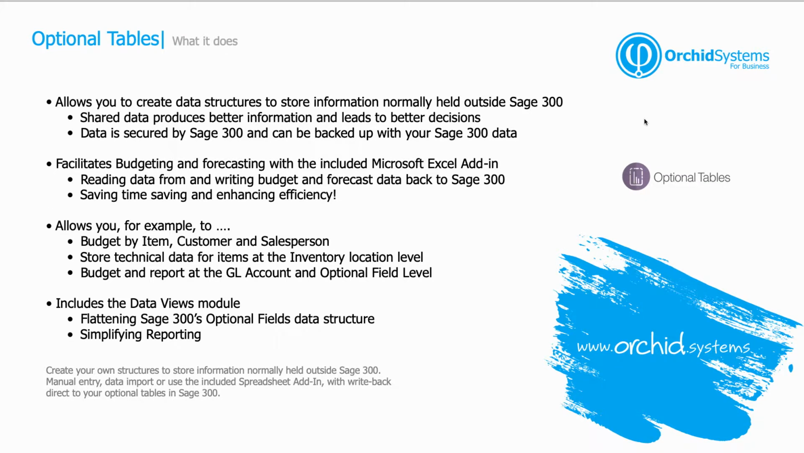Optional tables allows you to create data structures to store information normally held outside Sage 300. It facilitates budgeting and forecasting with the included Microsoft Excel add-in and allows you, for example, to budget by item, customer, and salesperson. It includes the Data Views module, which we've just had a look at.